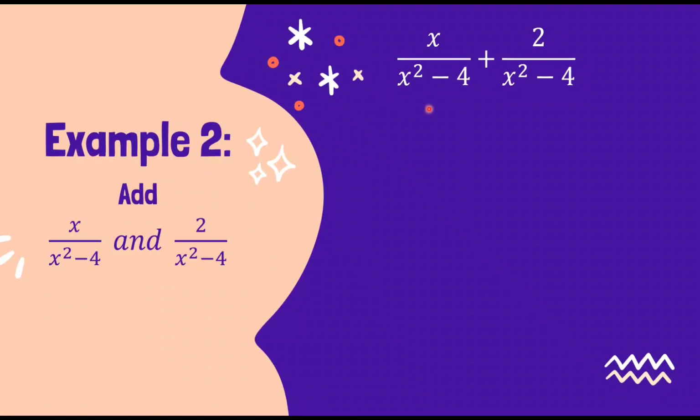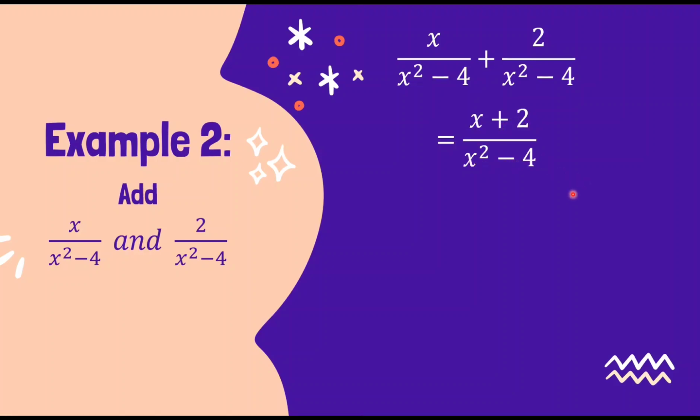Okay, so again, we have similar denominators. Just like what we did on our previous example, we need to copy our similar denominator and perform the operation on our numerator. So we have x plus 2 over x squared minus 4.